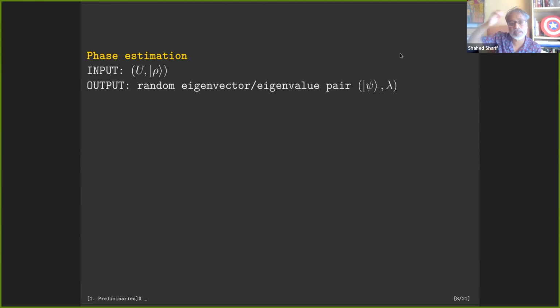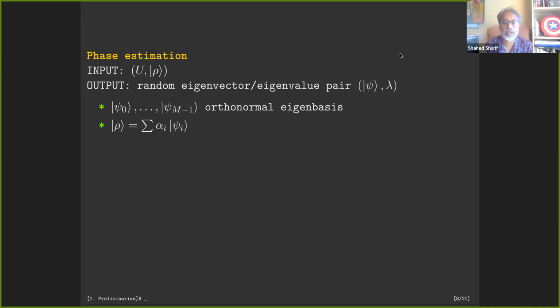And the input of this phase estimation procedure is a unitary matrix and a quantum state. And the output is going to be a random eigenvector eigenvalue pair, where I'm talking about eigenvectors, eigenvalues for the unitary operator U. The way it works is as follows. You pick an orthonormal eigenbasis for U. You write your quantum state in terms of that eigenbasis with coefficients, as I have written here, alpha i. And then we're going to pick one of these eigenbasis elements randomly, and the probability that it's chosen is exactly equal to the norm squared of that corresponding coefficient.